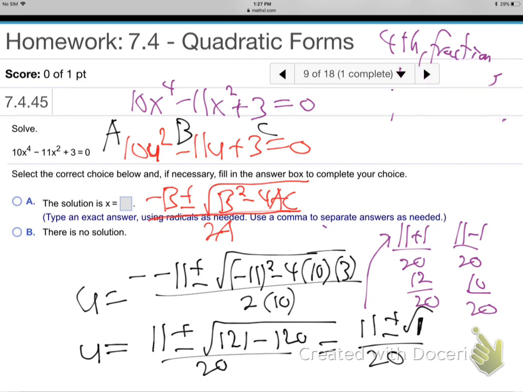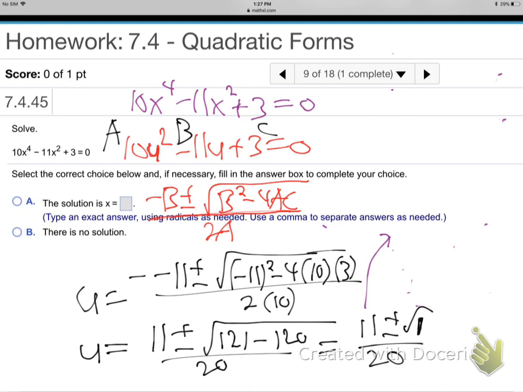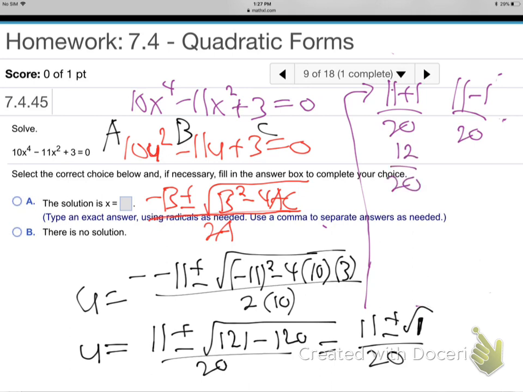Bring it up here. And then just reduce both those fractions. So it's 11 plus 1 over 20, 11 minus 1 over 20. It's 12/20ths and 10/20ths. Then you just reduce both those fractions. Divide by like 4. 3/5, and this is a half, huh? 3/5 and a half, we're done.